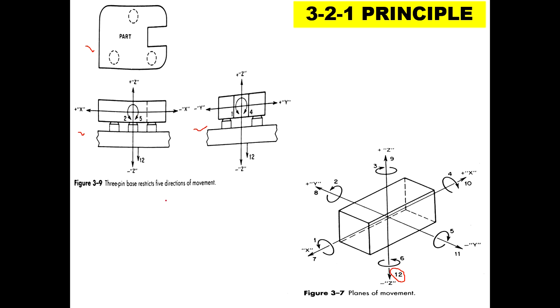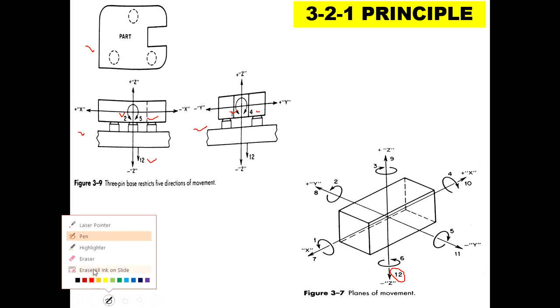So total degrees of freedom restricted are 5. So that is 1, 2, 3, 4 and 5. So these 5 degrees of freedom are restricted with the help of this 3 pin base. So if you support the workpiece at the 3 pins at the base, these 5 degrees of freedom are restricted. So the workpiece cannot move in these 3 directions. Now still we have some other directions which are to be restricted. We will use another pin.